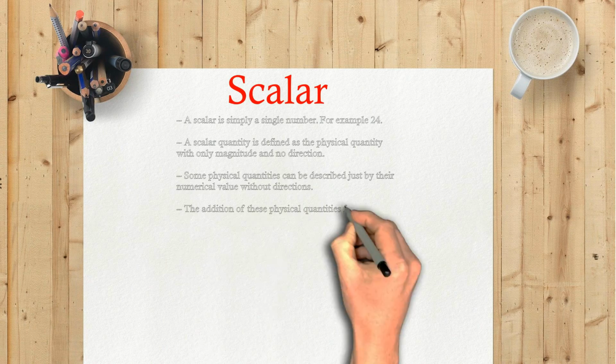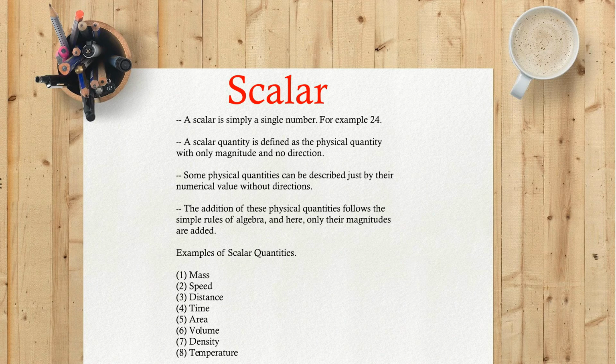Scalar. A scalar is simply a single number, for example 24. A scalar quantity is defined as the physical quantity with only magnitude and no direction. Some physical quantities can be described just by their numerical value without directions. The addition of these physical quantities follows the simple rules of algebra, and here, only their magnitudes are added.